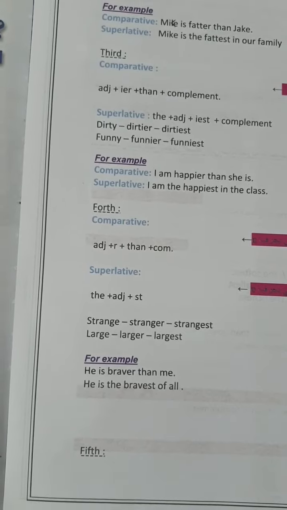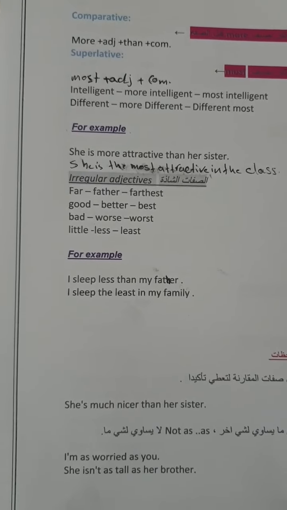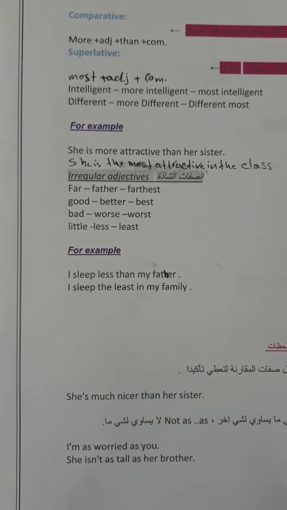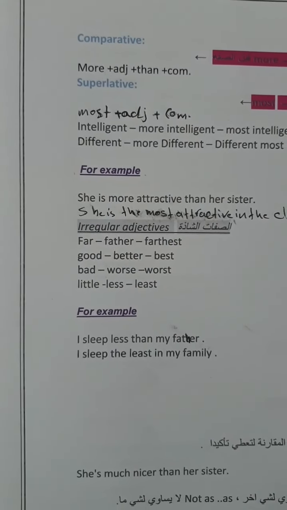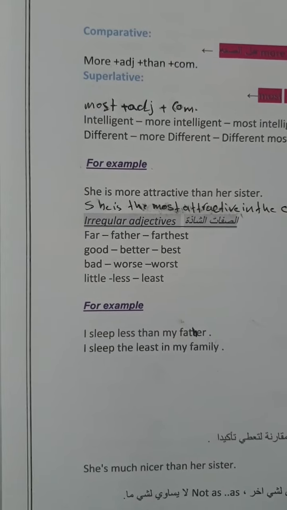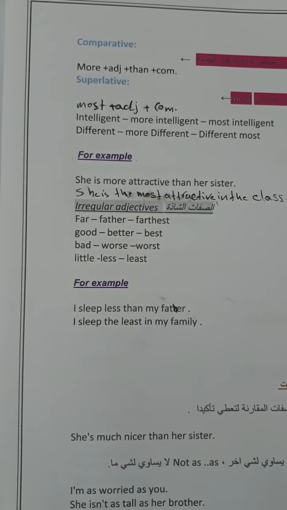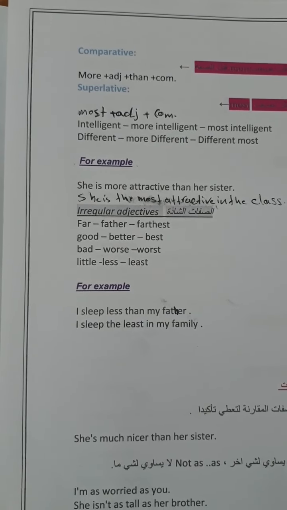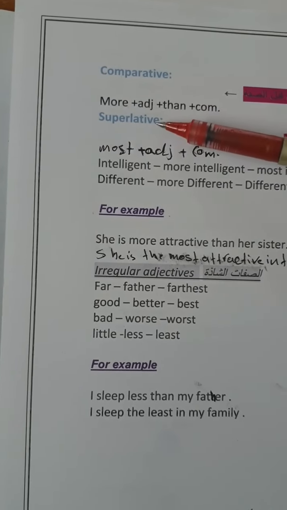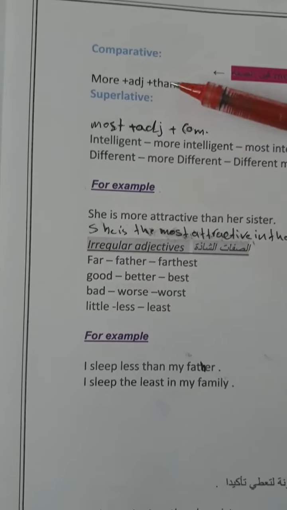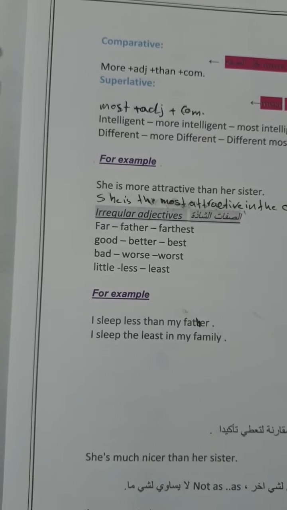Last one, which is fifth. When we have two or more syllable adjectives. So, in comparative, we add more before the adjective, and in superlative we add most. يعني لما تكون عندنا صفة مكونة من مقطعين أو أكثر. Two or more syllables. So, it will be more plus adjective plus than, and in superlative most plus adjective plus complement.